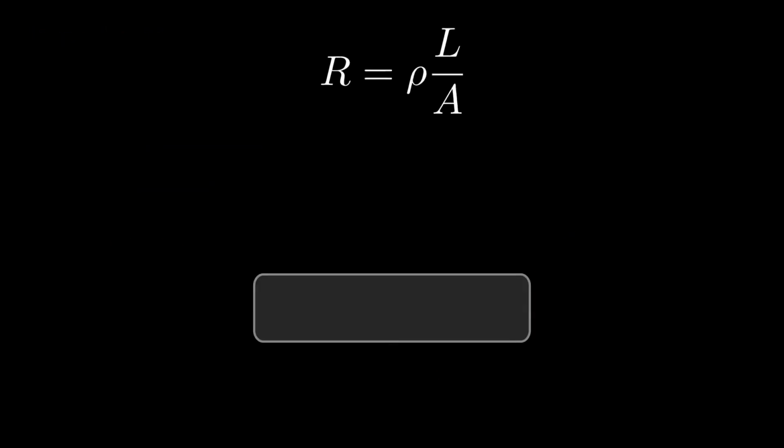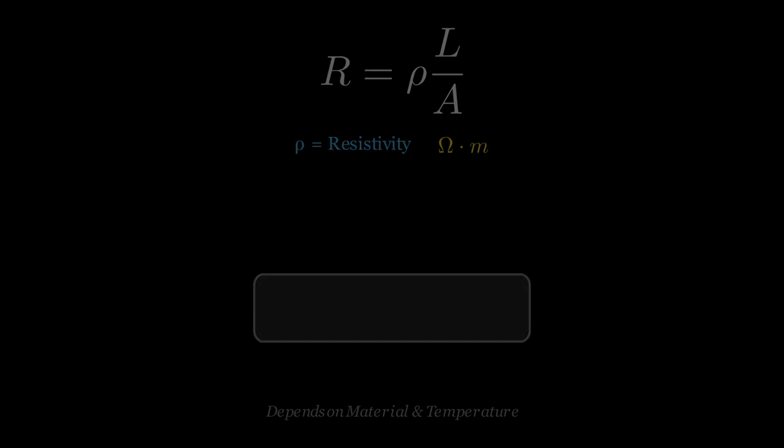Additionally, resistance has been proved experimentally to be proportional to the length L, but inversely proportional to the cross-sectional area A of a conductor. This was used to define the relationship that R equals rho L over A, where the Greek letter rho denotes the resistivity of the wire, which depends on the material and temperature. Its unit is the ohm meter. We can now apply this to some practice problems.